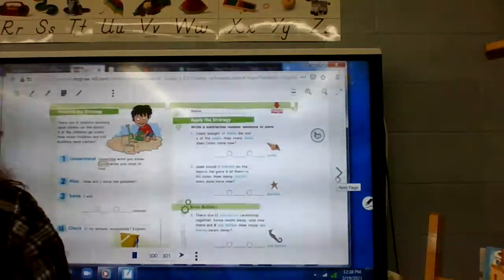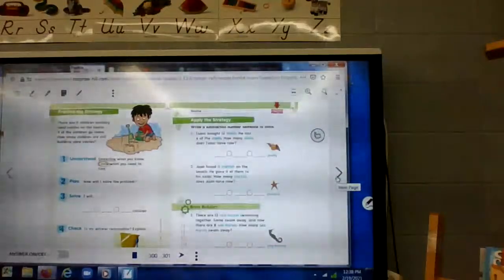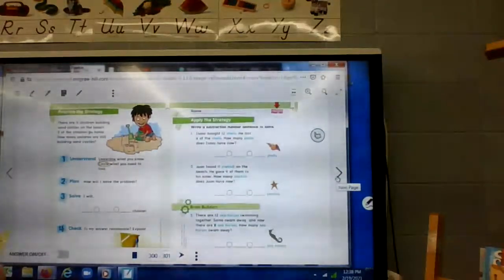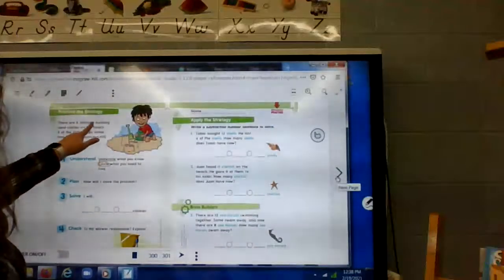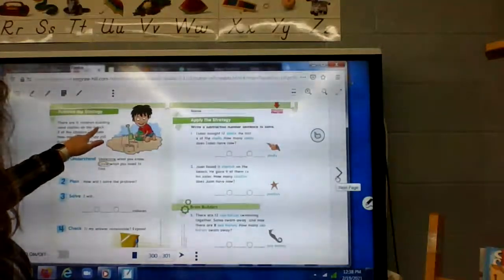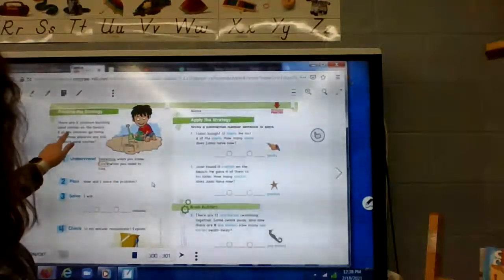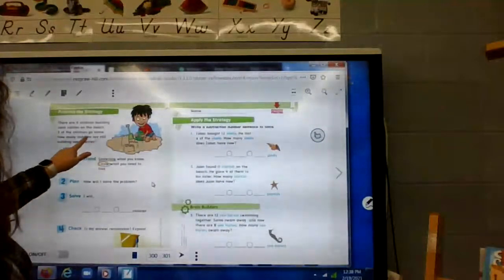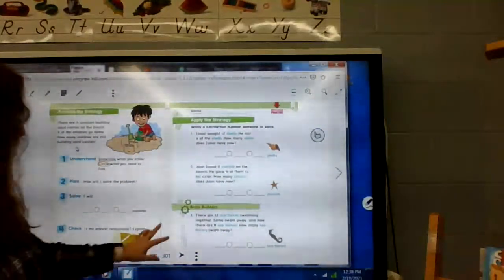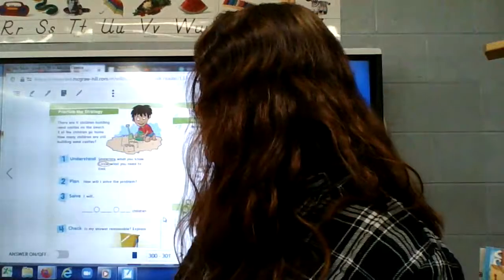Okay. Am I on the right page? Yes. Okay. So here we go again. This one. There are 11 children building sand castles on the beach. 3 of the children go home. How many children are still building sand castles? So what do we know? What do we know about the sand castle? What do we know about the children? We know, so that's what we're going to underline.